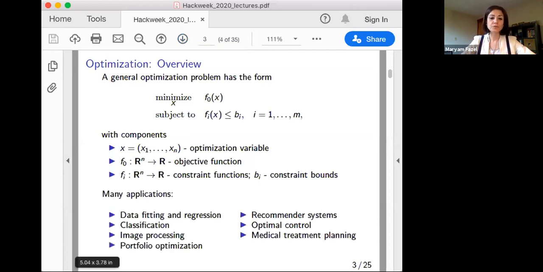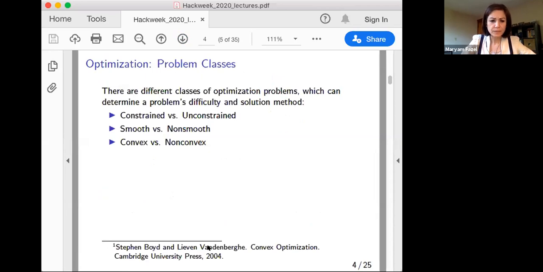Optimization models and algorithms are used in many different fields. In machine learning alone, examples include regression, classification, recommender systems, and many more. But optimization is also critical in many different fields like finance and medicine. Optimization problems belong to different classes. Whether the type of optimization problem has constraints or doesn't have constraints, whether derivatives exist or not, and whether the problems are convex or not.